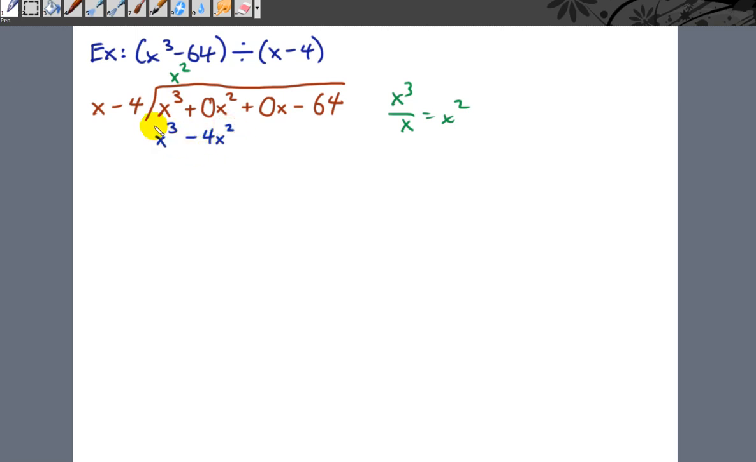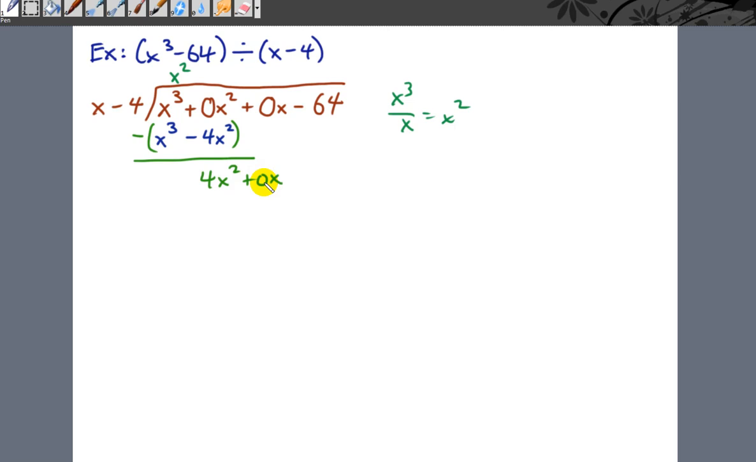Okay? Next, what we need to do is put parentheses and subtract. So when we distribute this, this is going to cancel and we get 0x squared plus 4x squared. So when we do this, we get 4x squared. We bring this down and we have plus 0x.